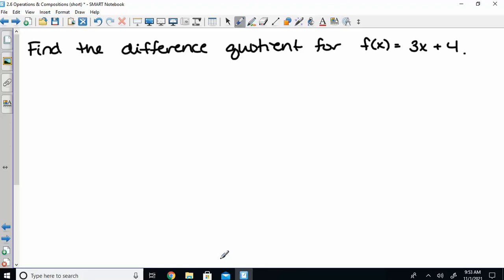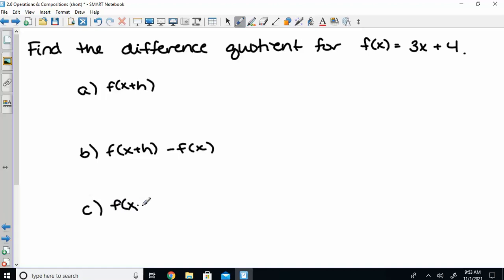I will tell you on a test or quiz, I'll probably say this, but then I will have steps A, B, and C. So I will break it up and show you exactly what I expect you to do each time. So step A, I'm going to ask you to find f of x plus h. Step B, I'll ask for f of x plus h minus f of x. And step C is the entire difference quotient: f of x plus h minus f of x all over h. So basically we're working this out in pieces. So instead of just trying to jump to the final thing and do everything at once, we do a little bit at a time.